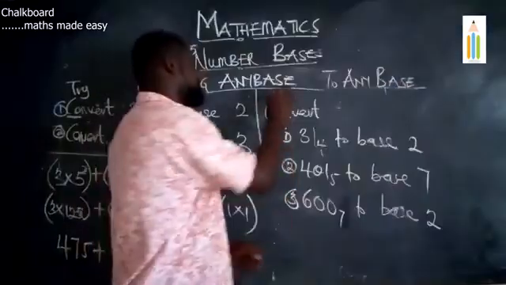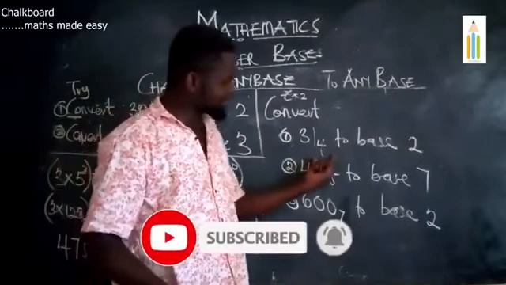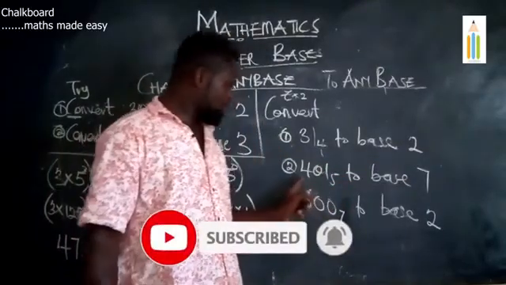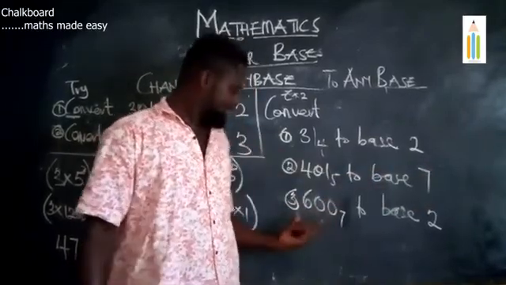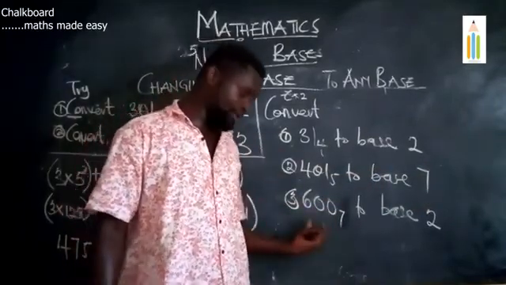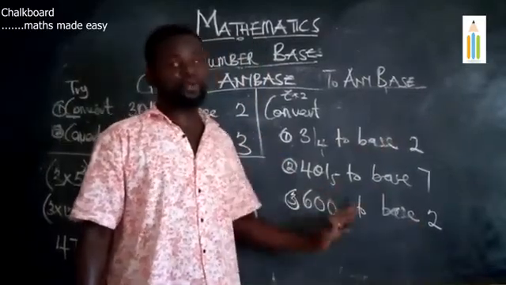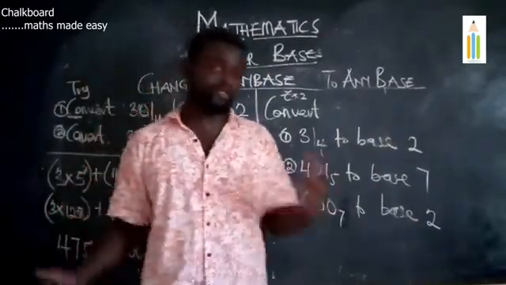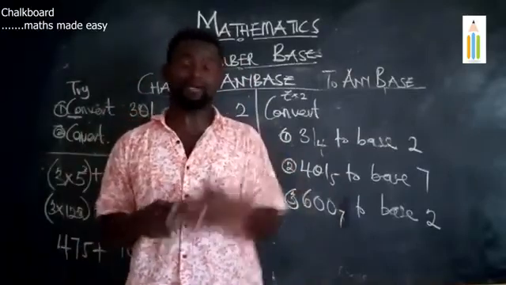Now exercise, that's exercise 2 for today. So you are converting 3-1 base 4 to base 2. You're also converting 401 base 5 to base 7. Then also 600 base 7 to base 2. So just these 3. Do it and send it to me. Please do it yourself, as I always encourage. Do it yourself. Then after you are done, send it to me. I'll mark it and send it back to you.